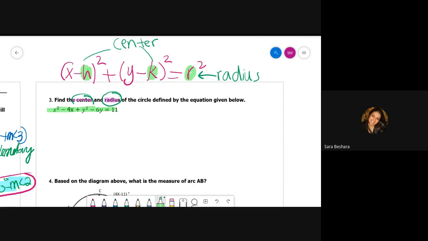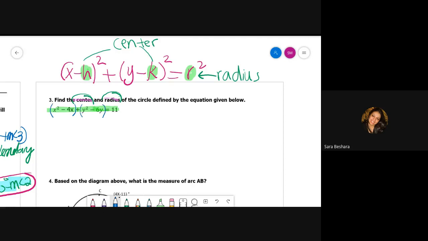And we learned this in school, and I said you have to move the 11 first. Sorry, nope, we don't need to move the 11. All right, sorry, disregard that. We don't need to move the 11. We have to group the x and the y. So we have to group the x and group the y.